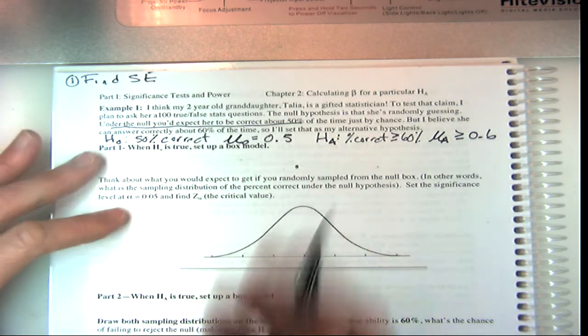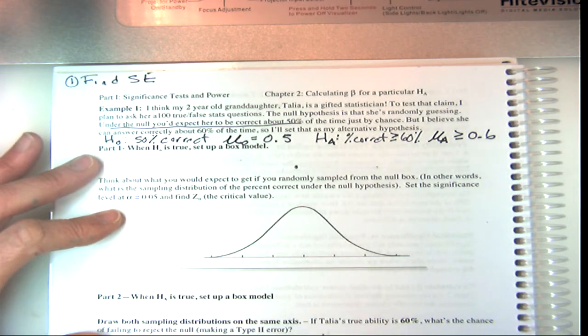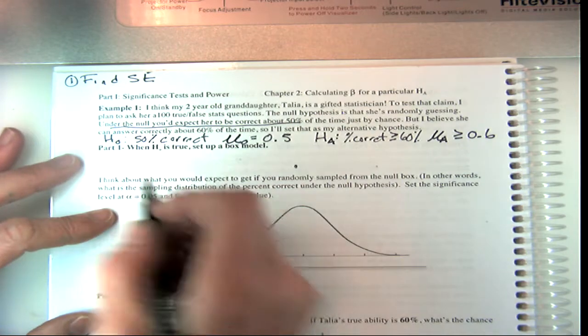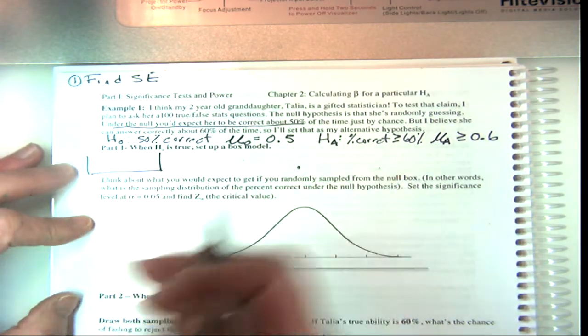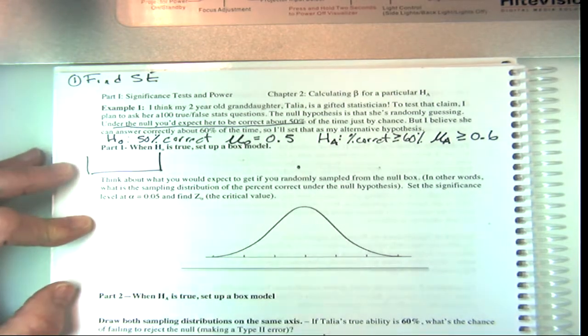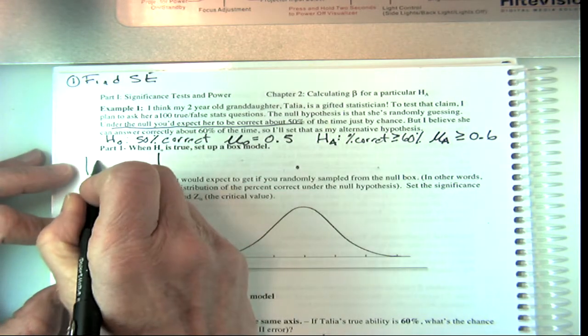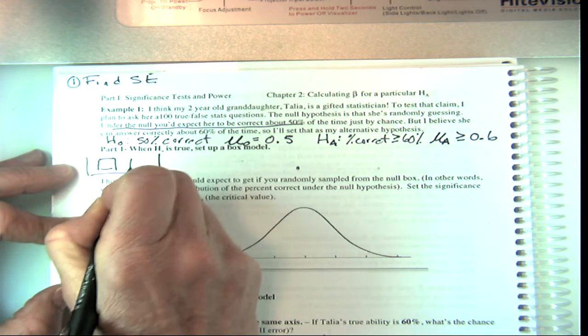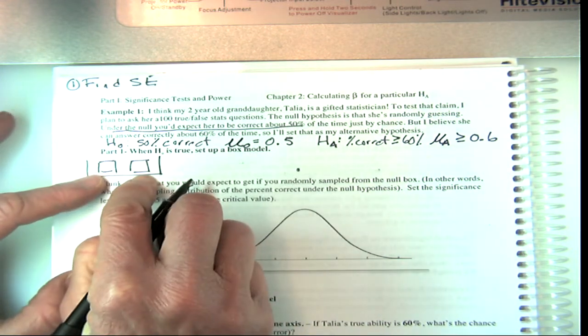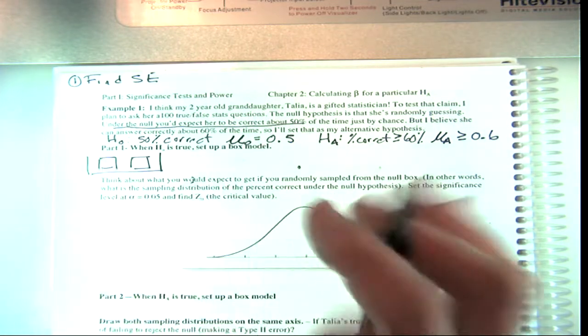Okay, so now we translate it into a probability model. It's the same thing, just a box model where we're counting up if she got them right or wrong, right? What percent she got right. So the null is that she's just guessing. It's like she's reaching into a box and pulling out a yes or no ticket, right? Yes if she's correct, no if she's not.